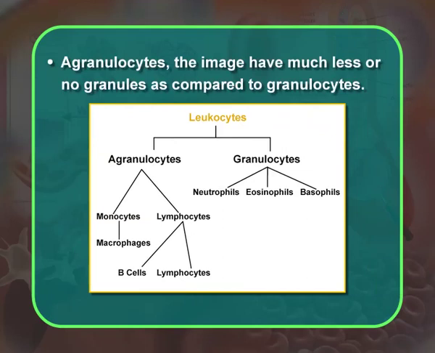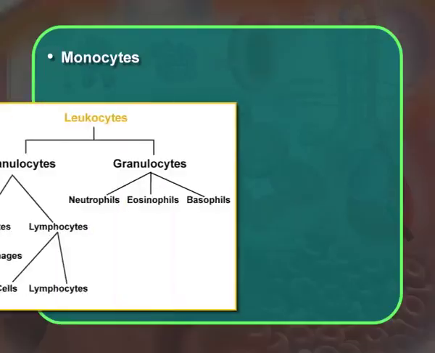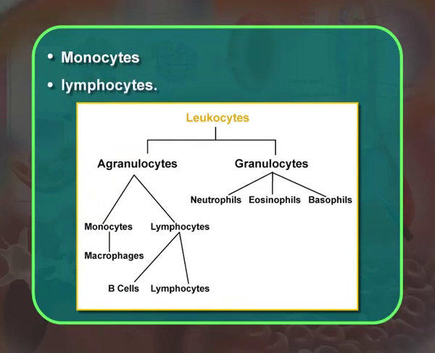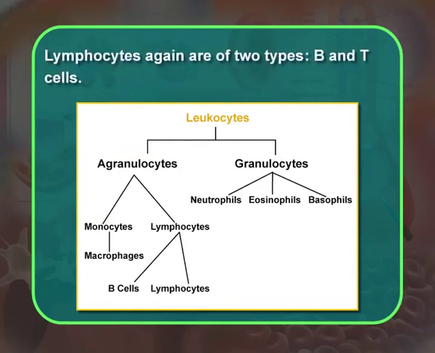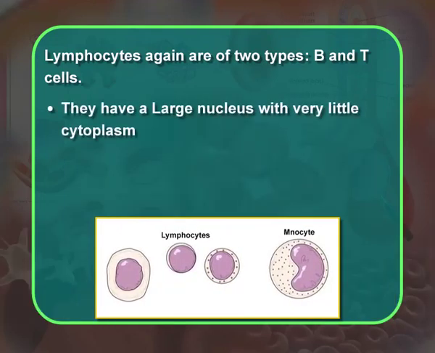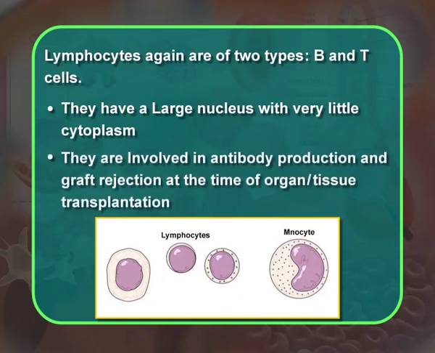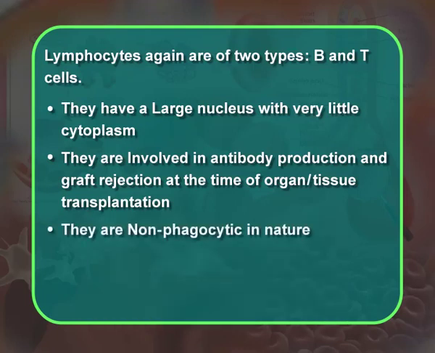Agranulocytes, if you see the image, have much less or no granules as compared to granulocytes. And as already mentioned, they are of two types, monocytes and lymphocytes. Lymphocytes again are of two types, B cells and T cells. They have a large nucleus with very little cytoplasm. They are involved in antibody production, graft rejection at the time of organ and tissue transplantation, and they are non-phagocytic in nature.